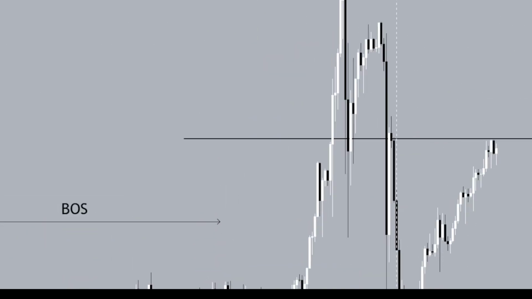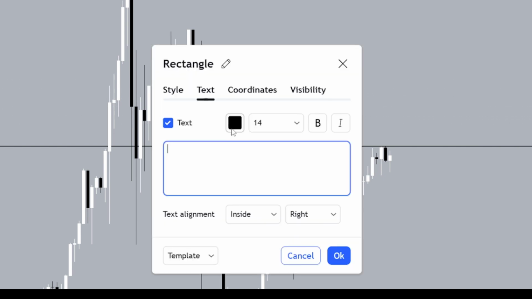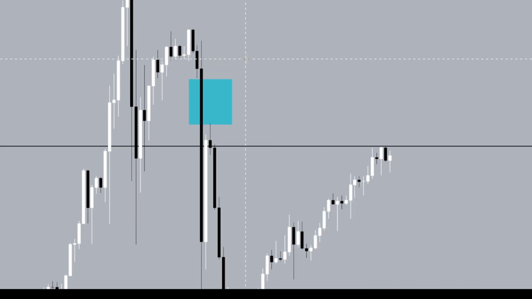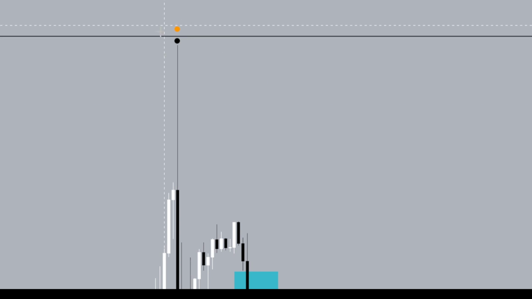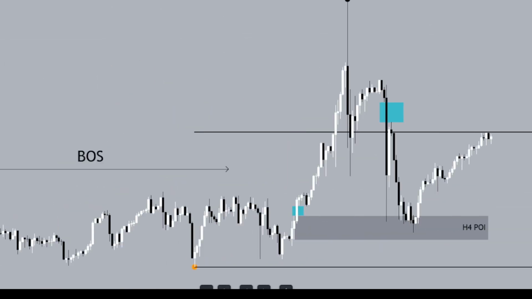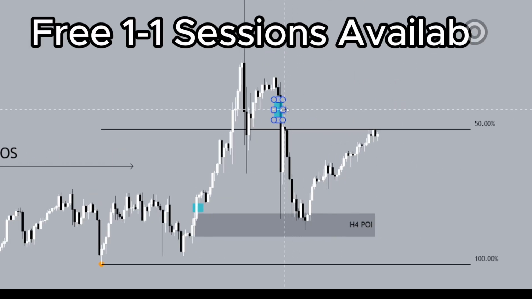Now from here, it's important to understand we also have sell side inefficiency over here. We understand the market targets and rebalances areas of inefficiency. So here we have an area of inefficiency, which I'm going to label again in blue. This is an area of inefficiency followed by a weak structural high all the way up here. And because of that, we understand that our overall narrative is bullish, because of the reasons I have just dissected.